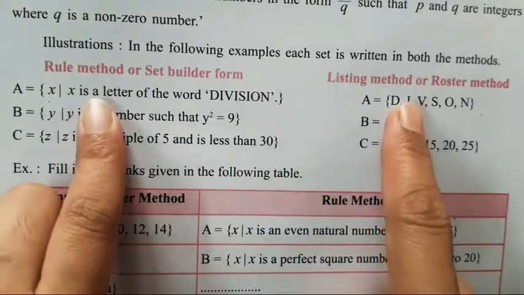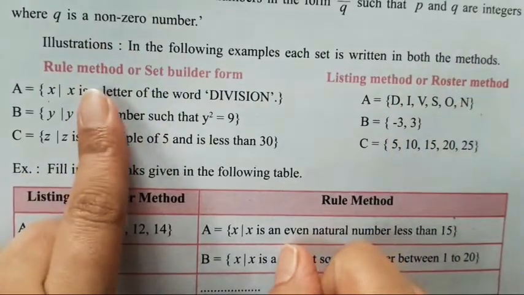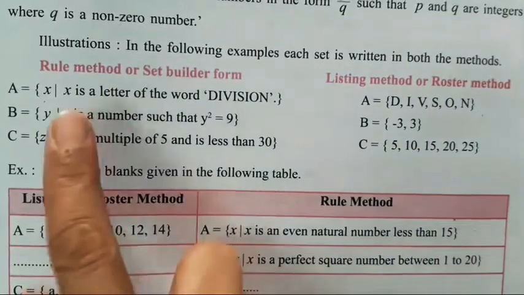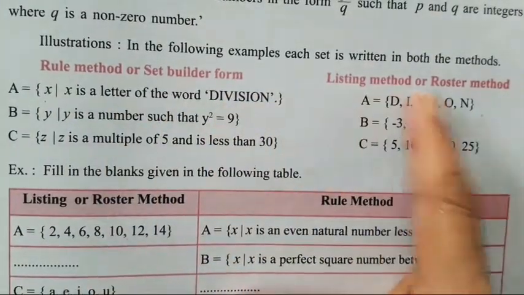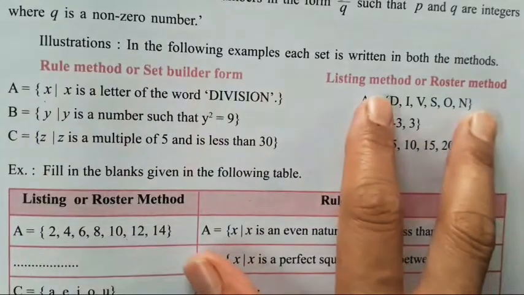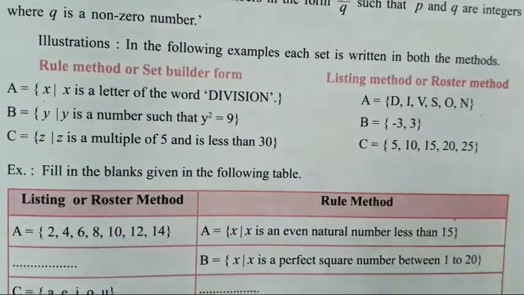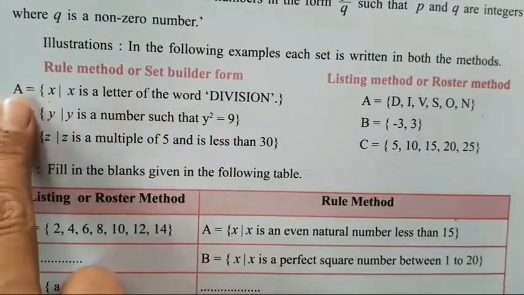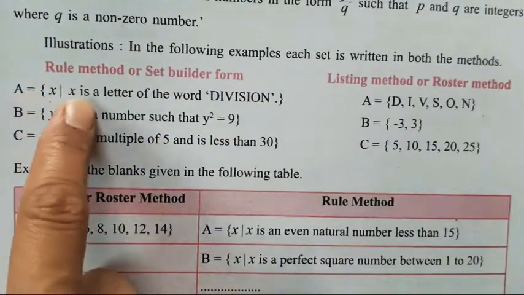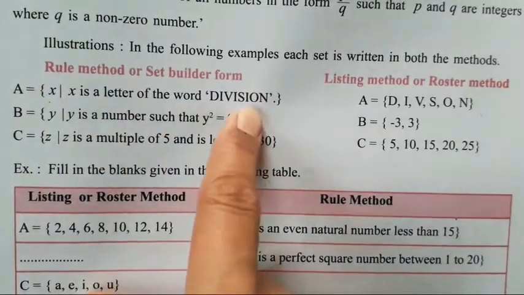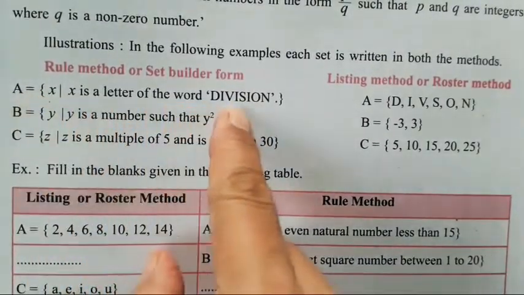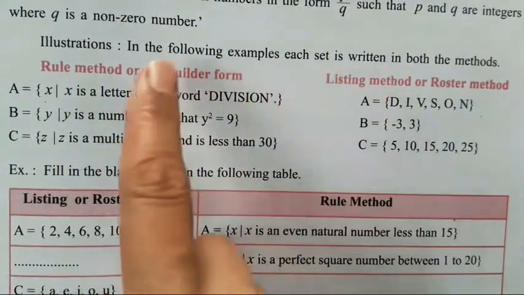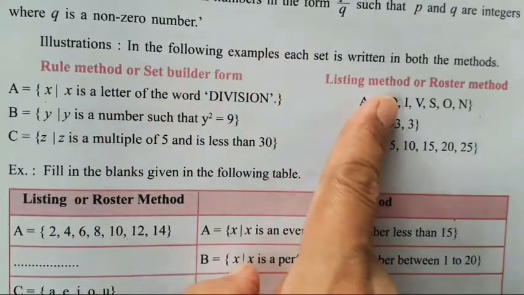Now same example, but how you are going to write in rule method and listing method is being explained over here. Okay, so rule method or set builder, listing method or roster method, you all have to remember these two names. Now rule method or set builder form means A is the set of x such that x is a letter of the word division. Okay, for writing rule method, this will be given, you all have to write this. For listing form, this question will be given, you all have to write it in this way.